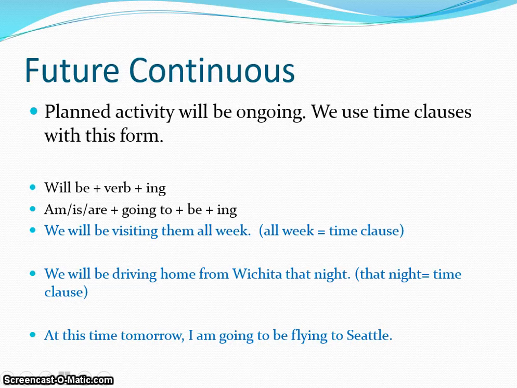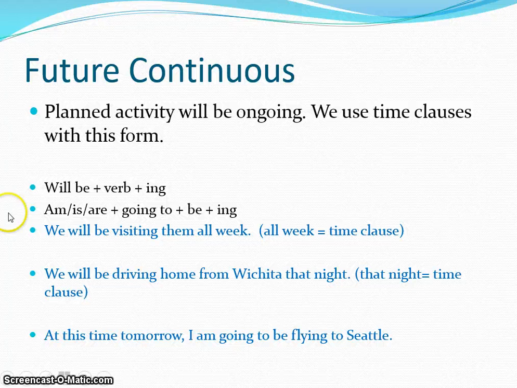Now we have future continuous. So it's a planned activity that will be ongoing, and we use time clauses with this form. We use words that show time or express time. So I might ask myself, when is this going to be happening in the future? When will this be happening in the future?